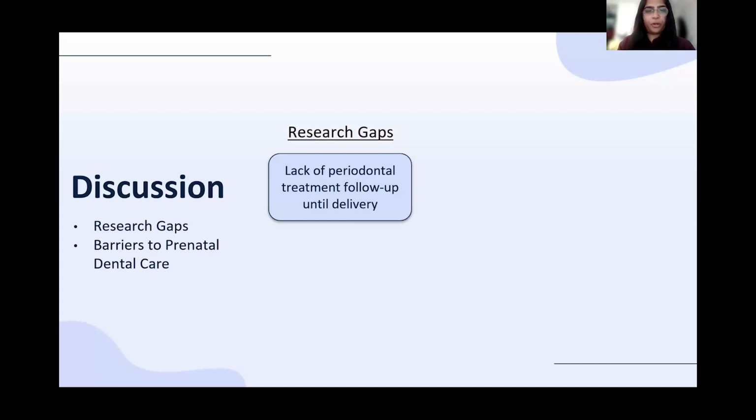without subsequent periodontal examinations until delivery. Given the chronic nature of periodontal disease, multiple treatment sessions are typically necessary for effective management.